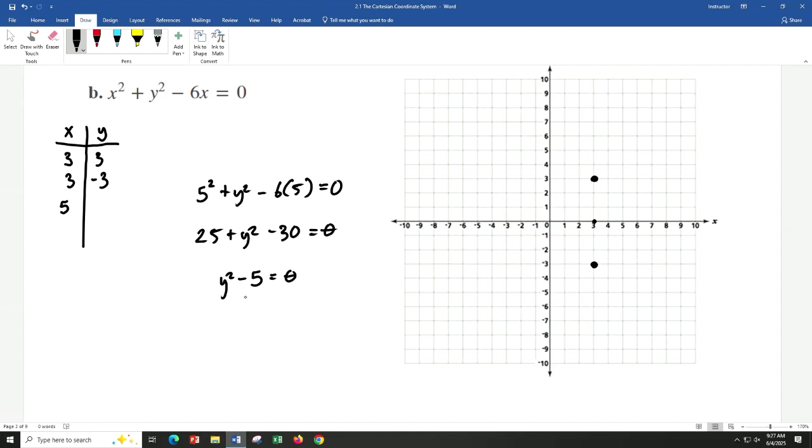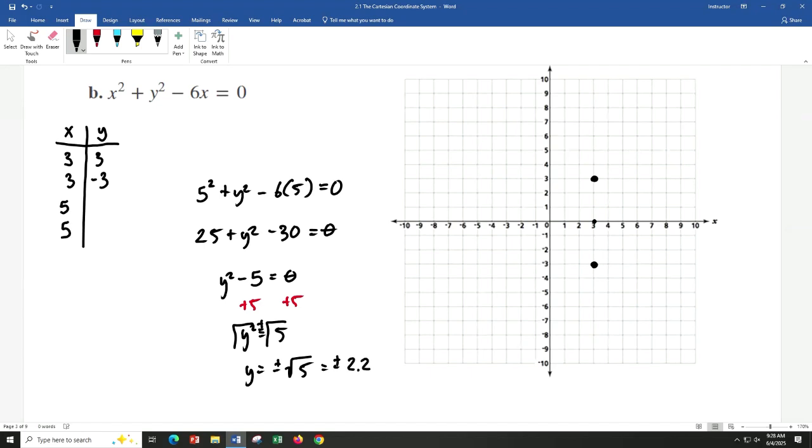So I can come in here and say, hey, how about this? How about I add 5 and add 5? And that's going to give me y squared is equal to 5. But hey, how about I take the square root of both sides, put a plus or minus there, and I get y is equal to plus or minus the square root of 5. And if you look up the square root of 5, you end up getting 2.2. So I get plus or minus 2.2.